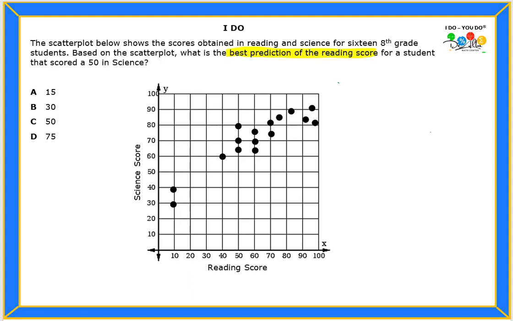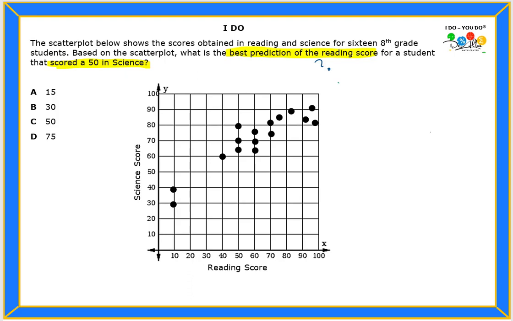This is my question. This is what I'm looking for. Now, what do I know about that student? Well, this student got a score of 50 in science. Before we look at the data for the reading, what about the score that is given to us? The score that is given to us is a 50 in science.